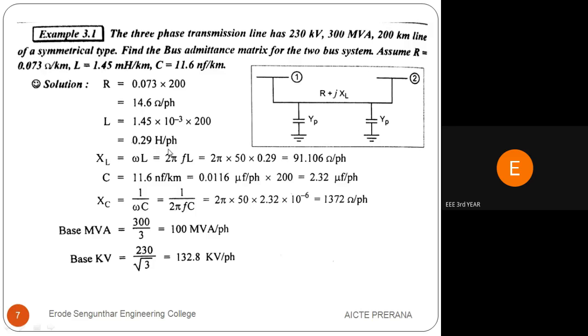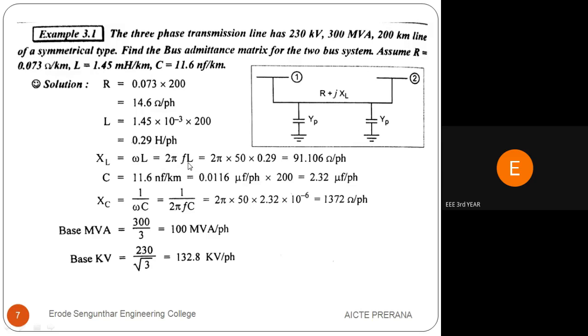We are converting everything into phase. After finding the inductance value, we have to convert it into reactance. So reactance XL for inductance is XL equal to omega L, where omega is equal to 2 pi F. Omega is the angular velocity, which can be converted to 2 pi F, so 2 pi F into L.